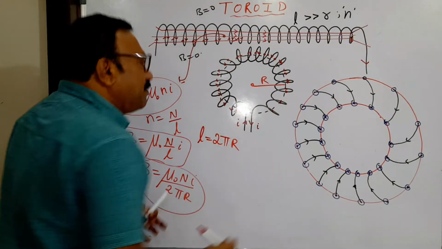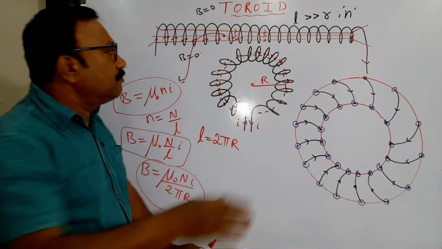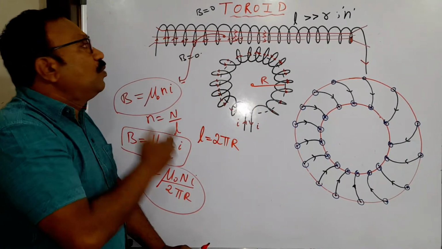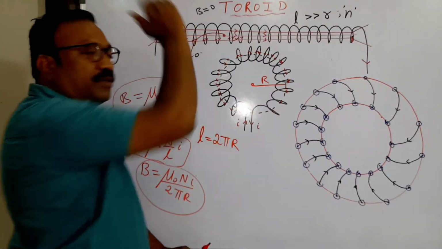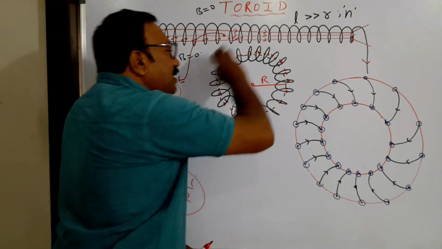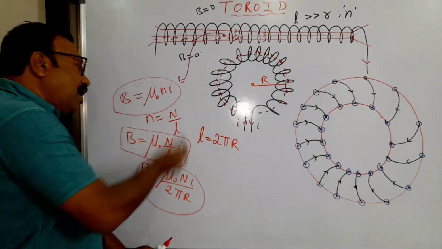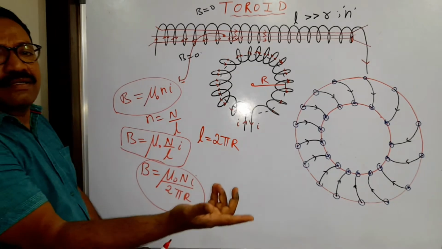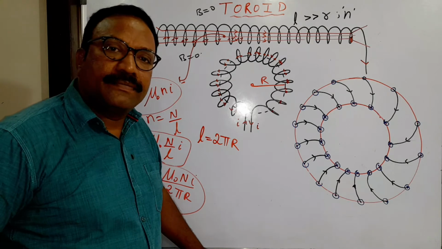So if somebody asks you, what is the magnetic field in this region? Zero, because we have taken zero here. What is the magnetic field outside the toroid? Zero, because I already told you. What is the magnetic field inside the core of the toroid? Mu naught n i, where n is this, or L can be written as 2 pi R. So your answer is over. Discussion is over. Toroid, that's all.